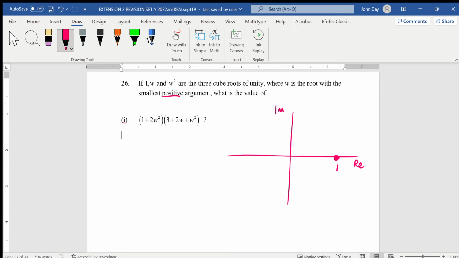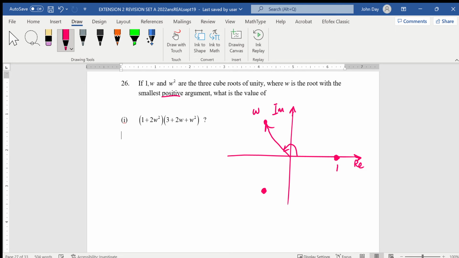Now, we know that the roots will be evenly spaced around the complex plane. So, perhaps w is there and the other root will be over here. The one with the smallest positive argument is that root there, w, which is what they're talking about. That's the imaginary axis up there, and the real axis.